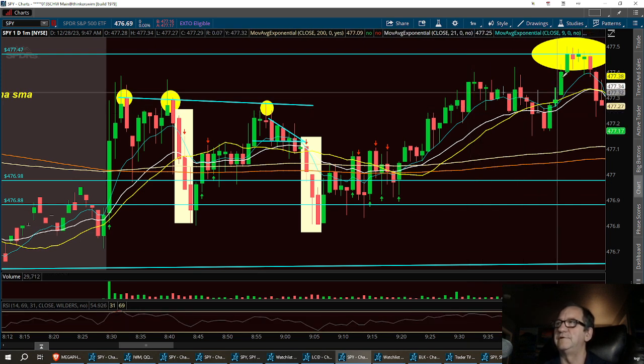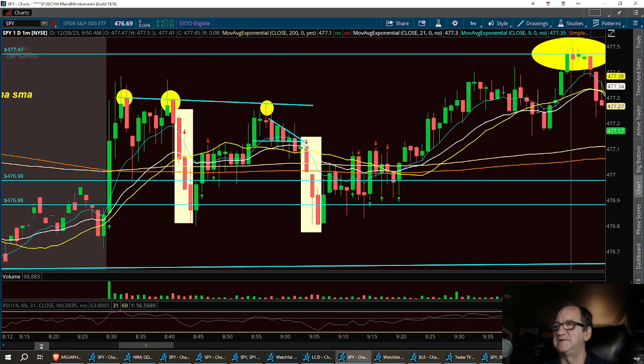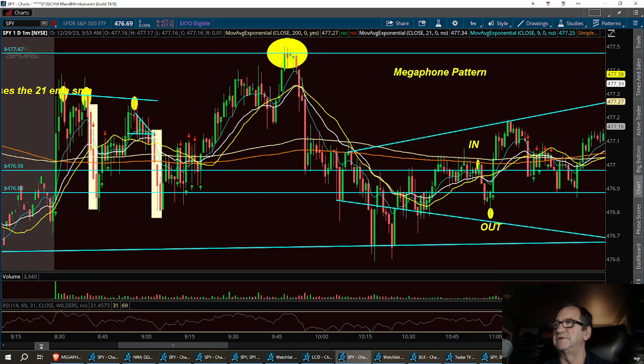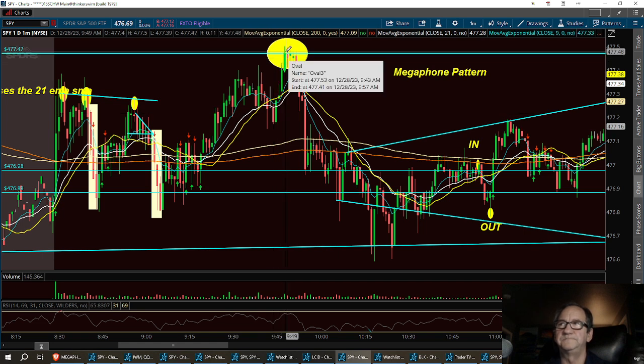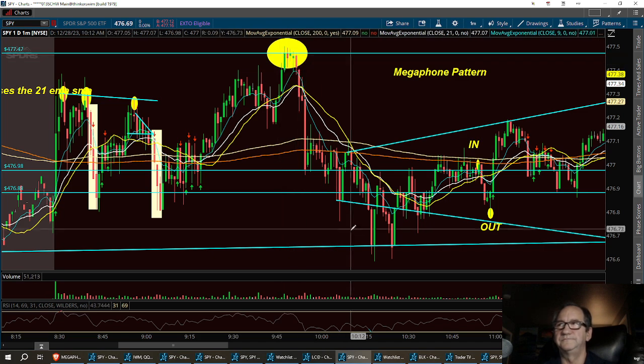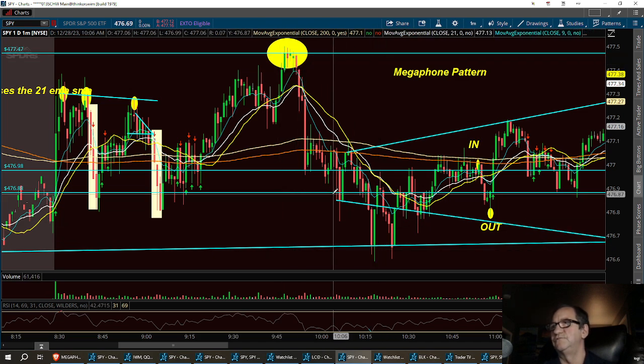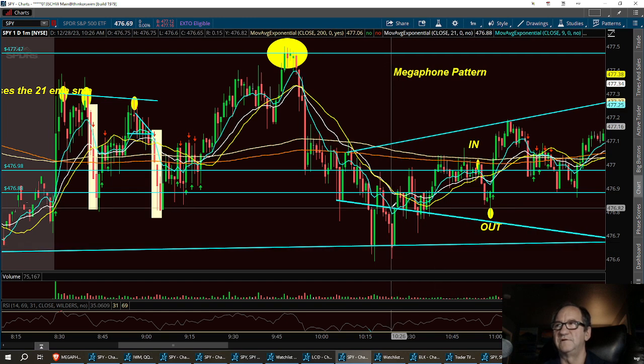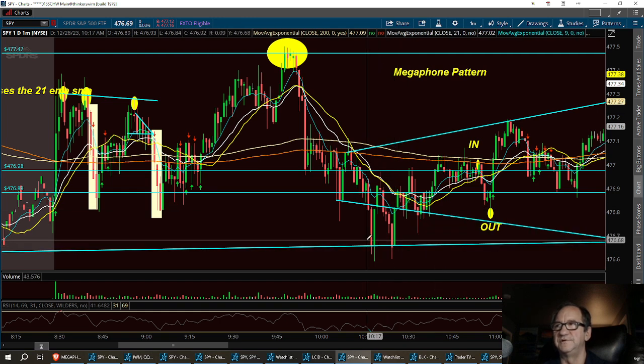Here you had 3 white soldiers, which is a bearish sign. It also is a continuation pattern. But as you can see, 1, 2, 3, get out of the trade. So we came back down and I called a put. And then we started to develop a double bottom right here. Once I started seeing that double bottom form, I called this trade out.